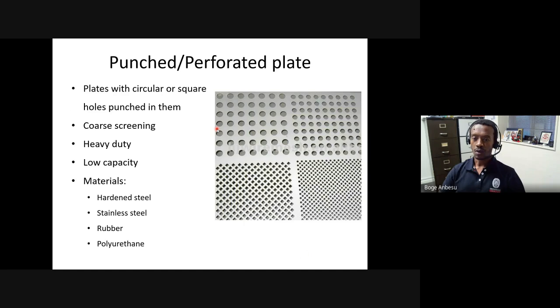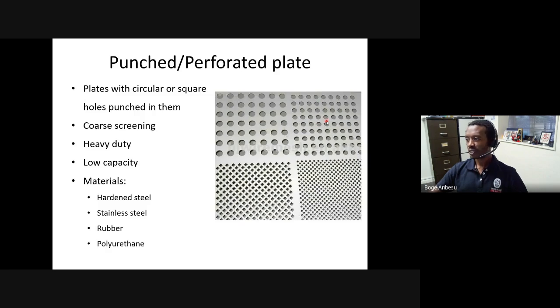So basically, whatever screen you are using, whatever motion you apply to the screen, everything else remains the same, but the holes that are punched can be of any shape. They can be circular, rectangular, and so on, as you can see in these pictures here. If you have something like this for a screening surface, they're heavy duty, they resist wear, but the downside is that they probably are not higher in capacity, simply because, as you can see here, there's a lot of area where you don't have openings.